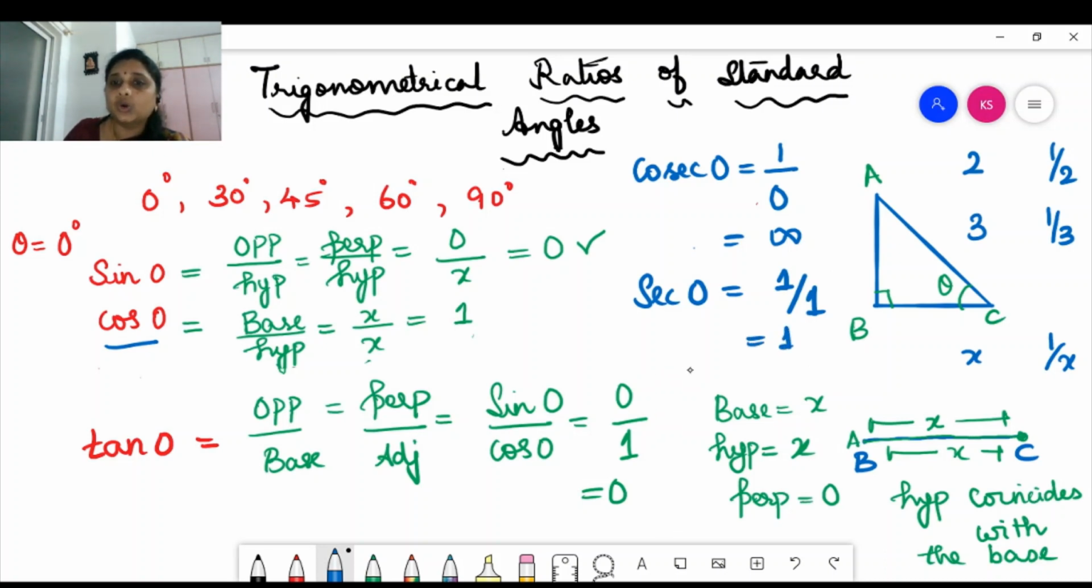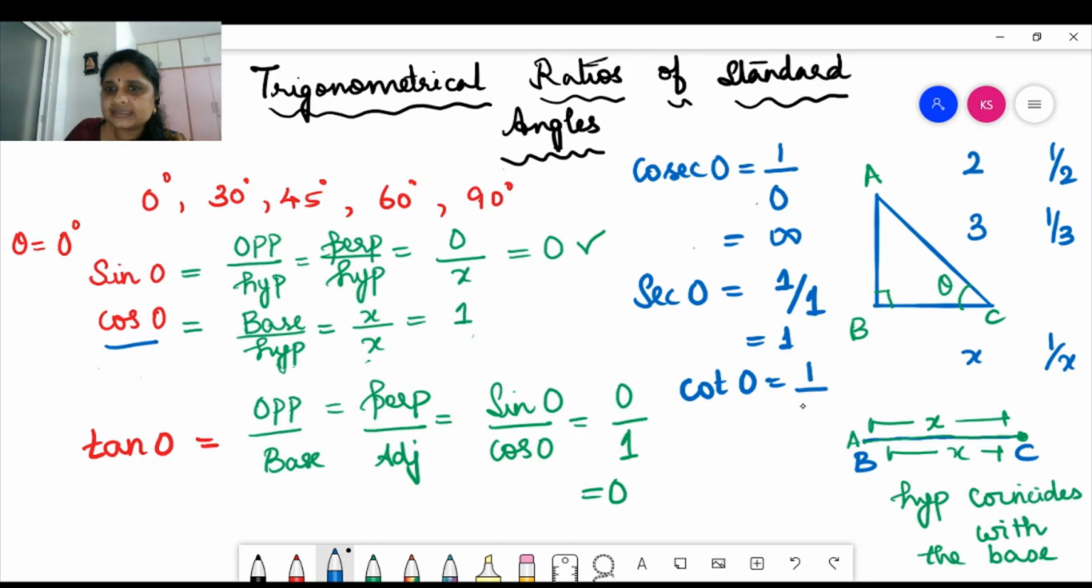Now, what is cot 0? Let me quickly erase this and then do it in the space. So what is cot 0? It's going to be the reciprocal of tan 0. That's nothing but 1 by 0 again. What is 1 by 0? That is nothing but infinity. As I told you, anything divided by 0 is not defined, and that's going to give you infinity. So now we have found out the T ratio values of the standard angle 0.